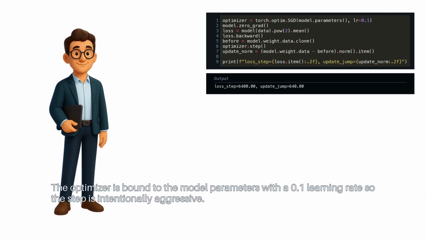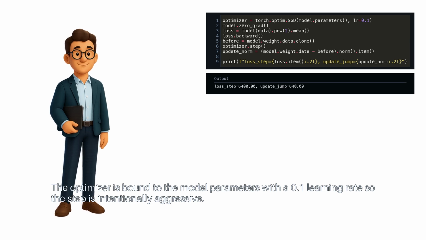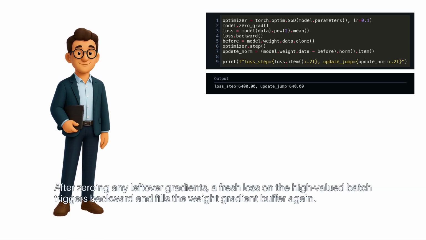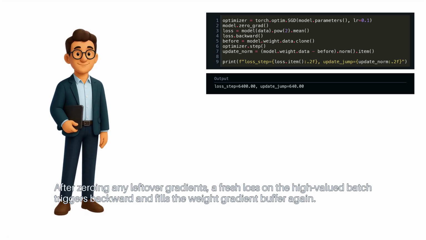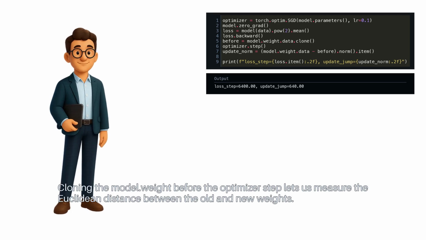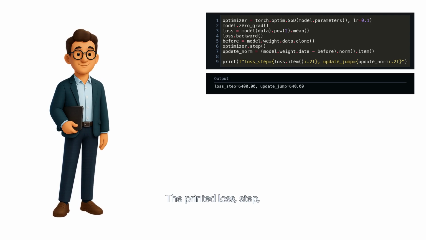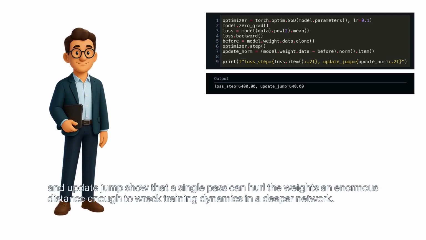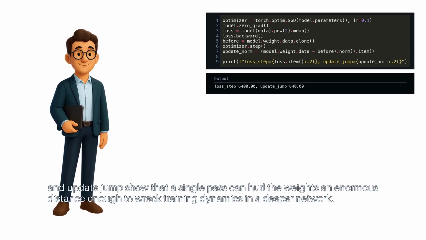The optimizer is bound to the model parameters with a 0.1 learning rate, so the step is intentionally aggressive. After zeroing any leftover gradients, a fresh loss on the high-valued batch triggers backward and fills the weight gradient buffer again. Cloning the model.weight before the optimizer step lets us measure the Euclidean distance between the old and new weights. The printed loss, step, and update jump show that a single pass can hurl the weights an enormous distance, enough to wreck training dynamics in a deeper network.